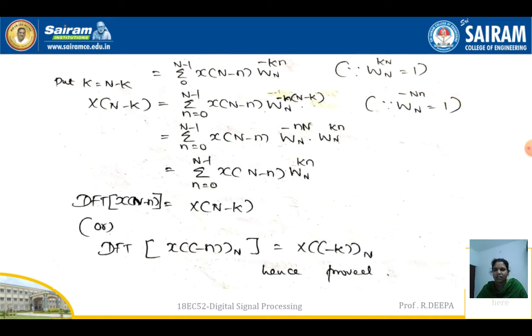Hence, instead of x of n we have x of n minus n here. Hence, I can write the DFT of x of n minus n is equal to x of n minus k. Or you can write the same expression x of n minus n as x of minus n with circular shift n. Similarly, on the other side, for the frequency domain expression, x of n minus k can be written as x of minus k with circular shift n. Both are same. Hence, we have proved the circular folding property of DFT.